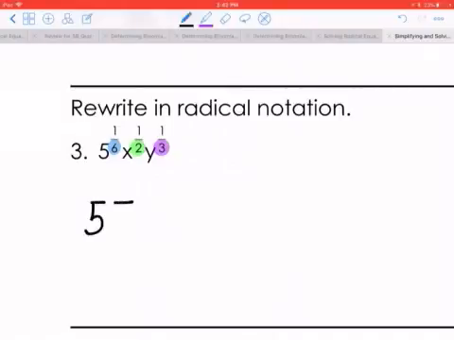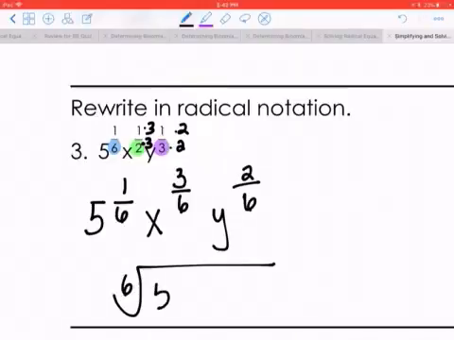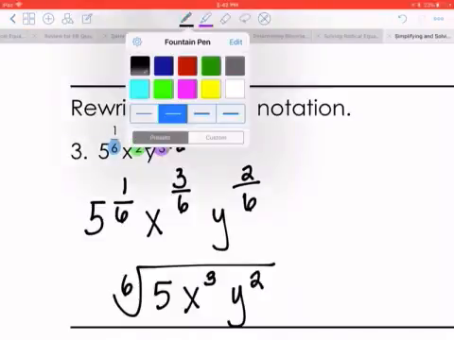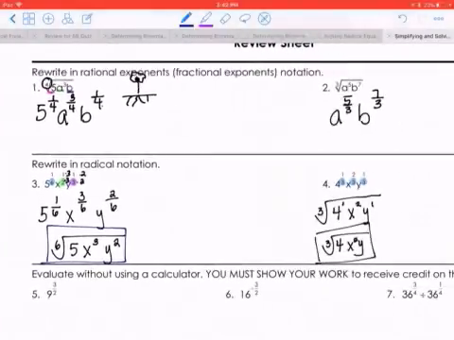And our common denominator between a 6 and a 2 and a 3 is going to be 6. So this is already a 6, so it's 1 over 6. Then you multiply it by 3 on the top and bottom. That gives us 3 over 6, and 2 over 6. And now we can write them all under the 6th root: 5 to the first, x to the third, and y squared. And then we're done with this one. So easy ones to rewrite in either rational exponent form or radical notation.